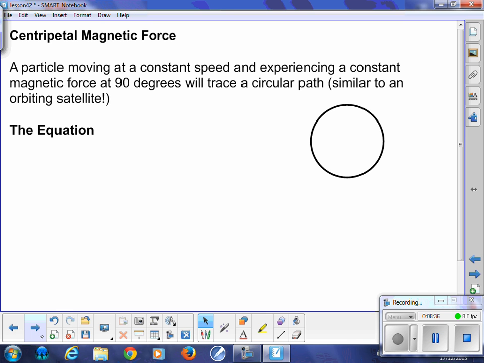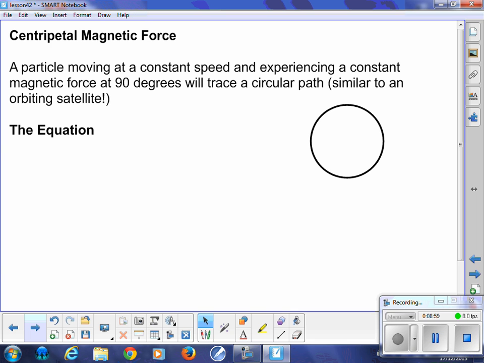All right, traveling on our way here. Centripetal magnetic force. A particle that's moving at a constant speed, and particles do that because they don't have engines or jetpacks. So it's moving at a constant speed, experiences a constant magnetic force at 90 degrees. We'll trace a circular path, so similar to an orbiting satellite.